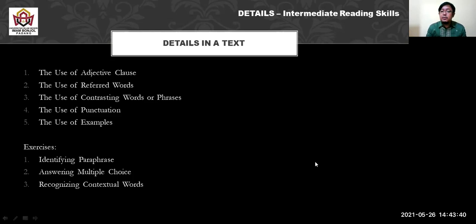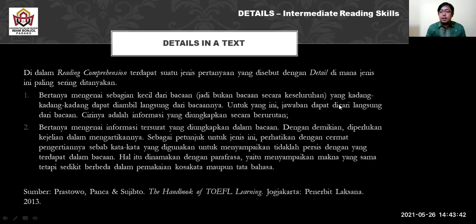Kita lihat yang pertama, use of adjective clause. Di sini dikatakan bahwa di dalam reading comprehension terdapat suatu jenis pertanyaan yang disebut dengan detail, di mana jenis ini paling sering ditanyakan. Satu, bertanya mengenai sebagian kecil dari bacaan, jadi bukan bacaan secara keseluruhan, yang kadang-kadang dapat diambil langsung dari bacaannya. Untuk yang ini, jawaban dapat dicari langsung dari bacaan. Cirinya adalah informasi yang diungkapkan secara berurutan. Itu kalau yang nomor 1.